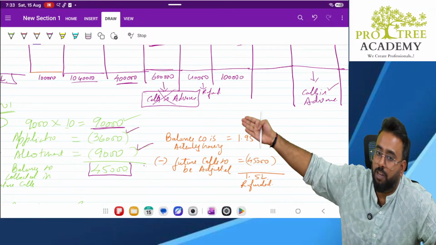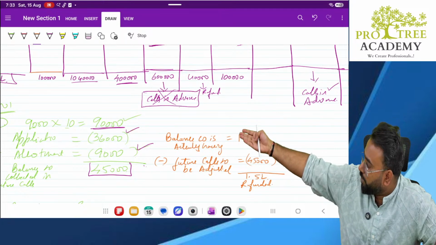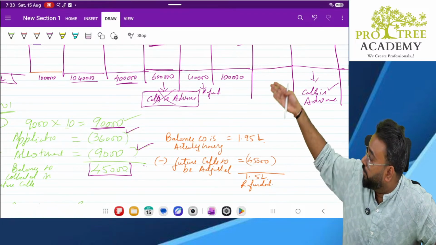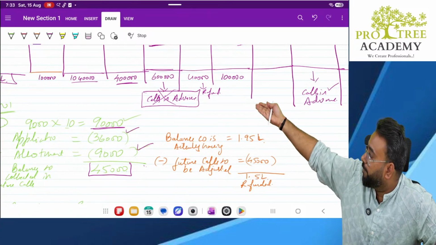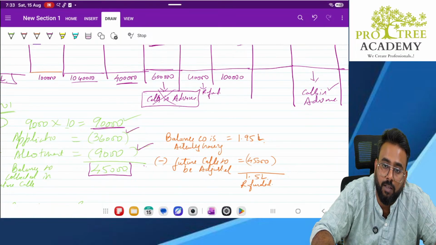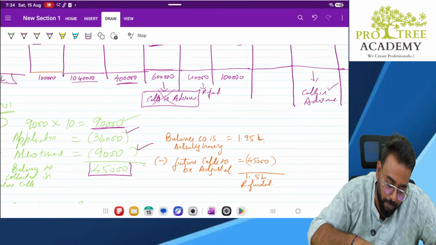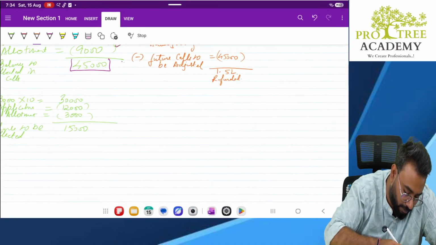The maximum shares you have allotted is 9,000, and on those 9,000 shares, the maximum amount yet to be received is 45,000, but the balance which is remaining with you is 1.95 lakh. So this 45,000 has to be reduced out of 1.95 lakhs. And whatever is remaining has to be refunded because there is no use of keeping it with us, because there is no future for it. We can't allot any shares in the future.